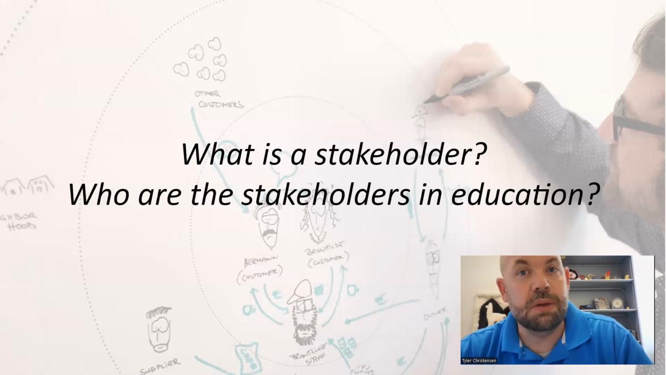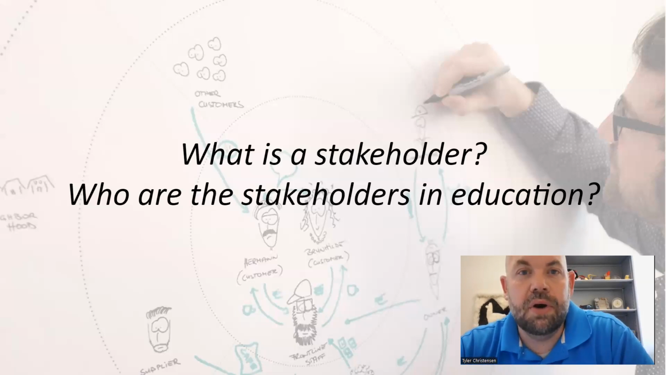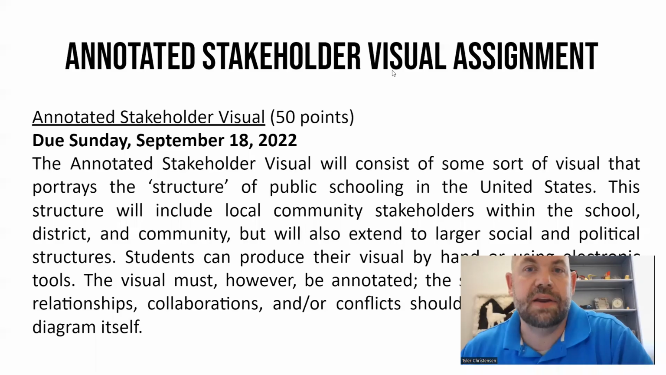But we also have the community. Businesses have a stake in education. The reputation of a town has a stake in education. And so there's a lot of things that matter. And this is exciting because we're going to do an assignment called the Annotated Stakeholder Visual Assignment, where you are actually going to create one of these concept maps.